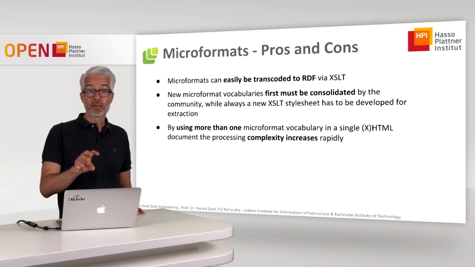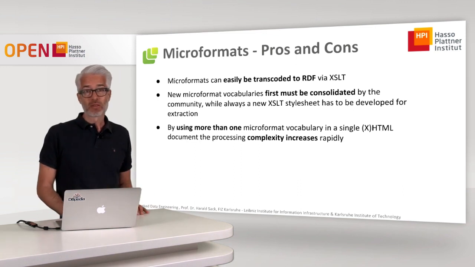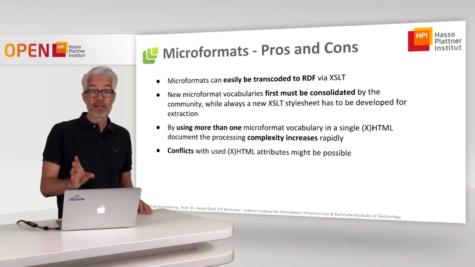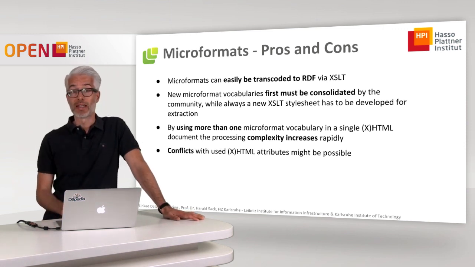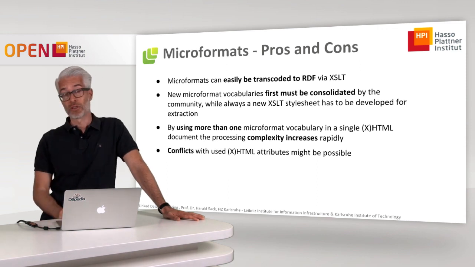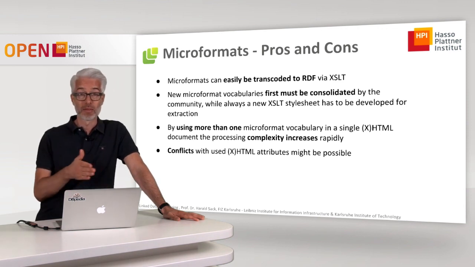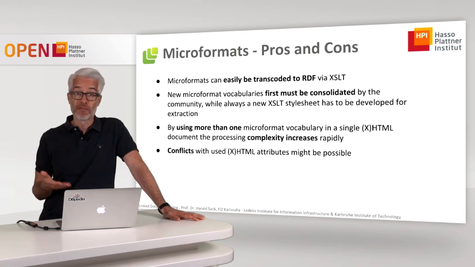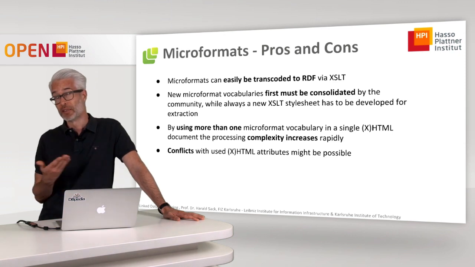Moreover, if you are using more than one microformat vocabulary in the same document, you mix up things quite easily, and the complexity also increases rapidly. Another thing is, you are using already existing attributes from HTML, and there might be a clash or a conflict because there's a problem in interpretation. Is it a microformat or is it really something related to HTML? So conflicts might arise if you are using already existing attributes. A solution would be to define new attributes.